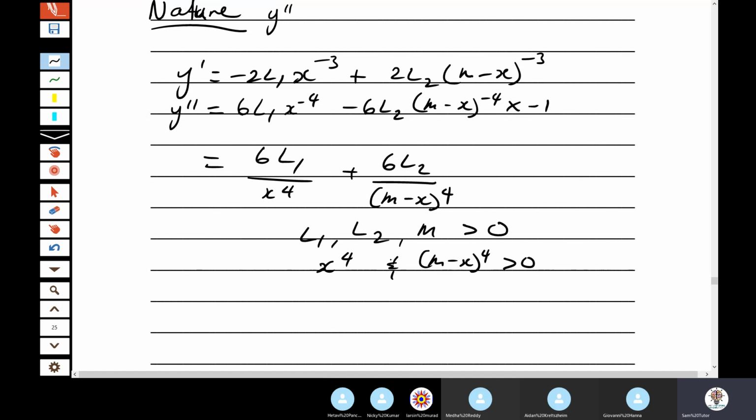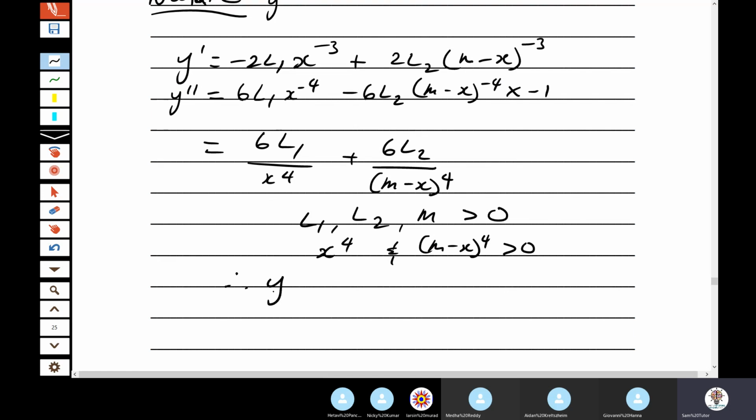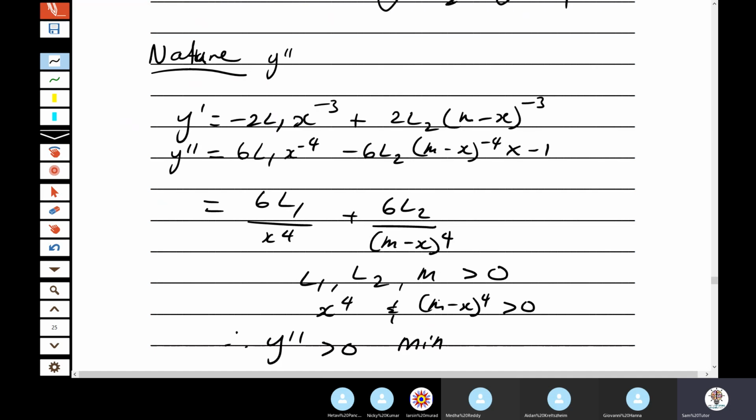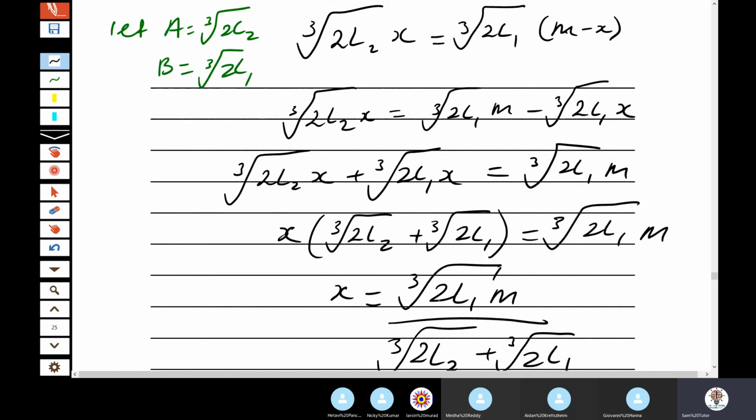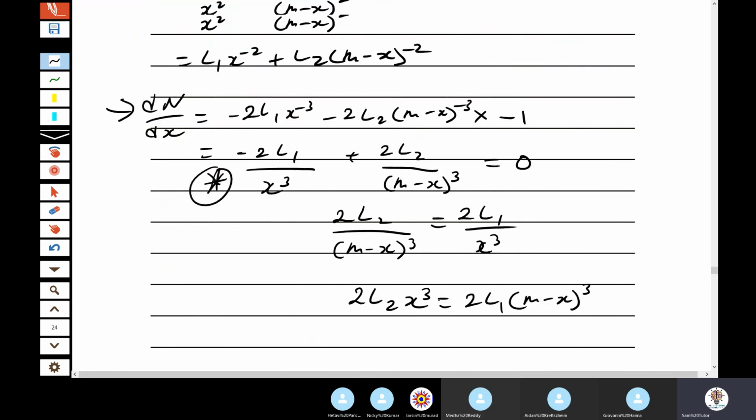So therefore this whole thing, Y double dash is greater than 0, which means it's a minimum. And then always just answer the question. So go back up. What did the question ask us to find? I'm pretty sure he said to find x. Find an expression for x. Yep, such that it's minimum. Done. We already found x, and we showed that it's a minimum.